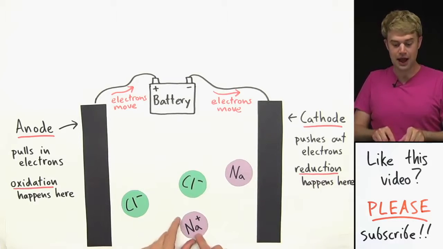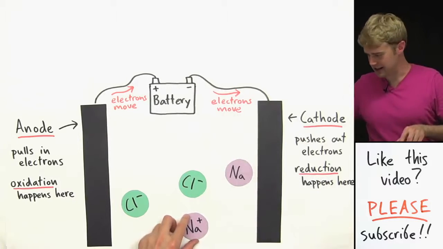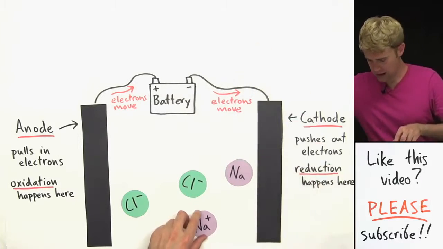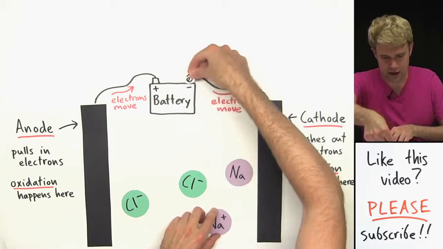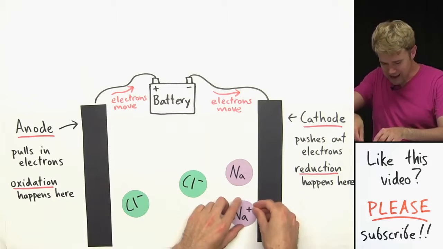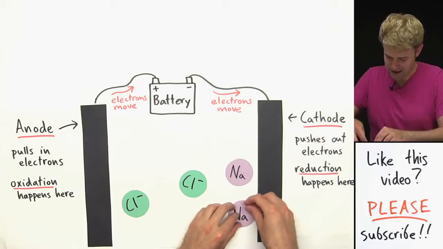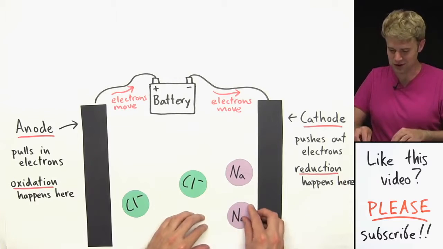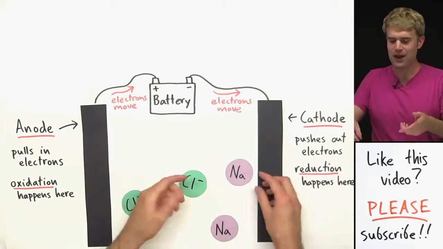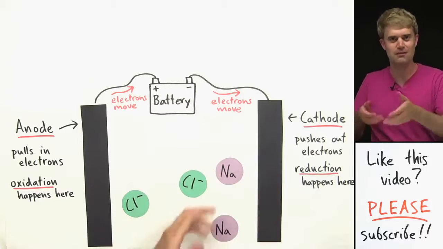The same thing is going to happen to this one over here. It's got a positive charge, it's attracted to the negative cathode, moves over here, an electron gets pushed from the battery, it goes into the sodium ion, and gaining that electron causes the sodium to lose its charge. So now we have two neutrally charged sodium atoms.